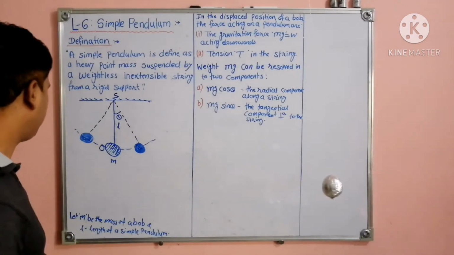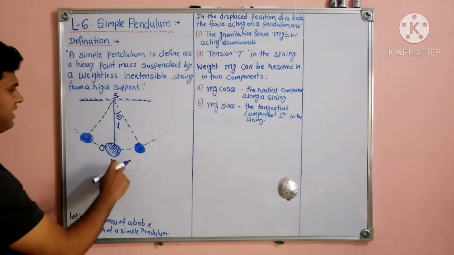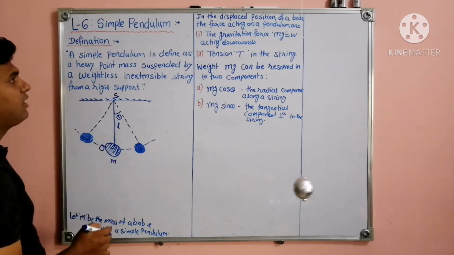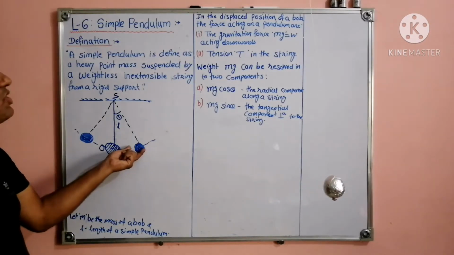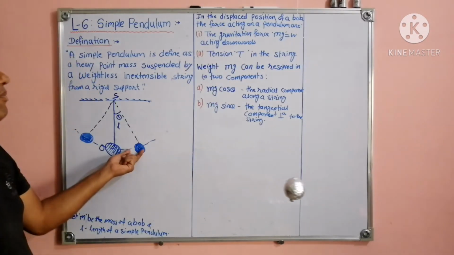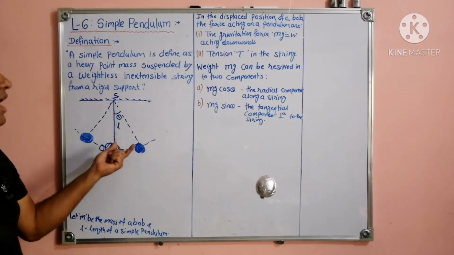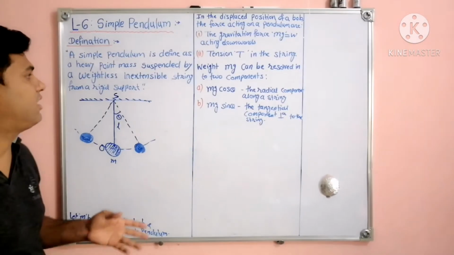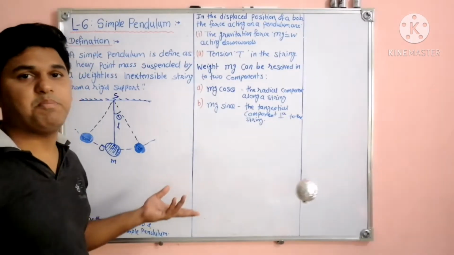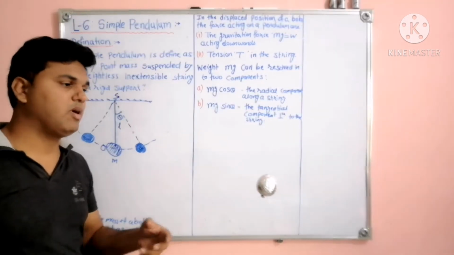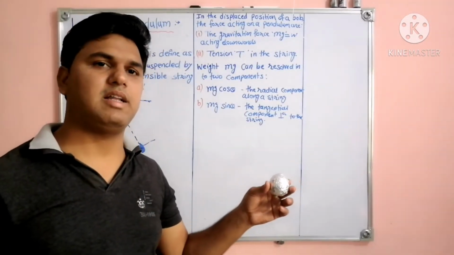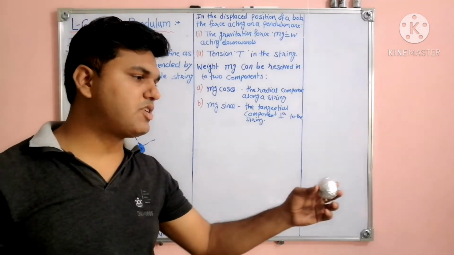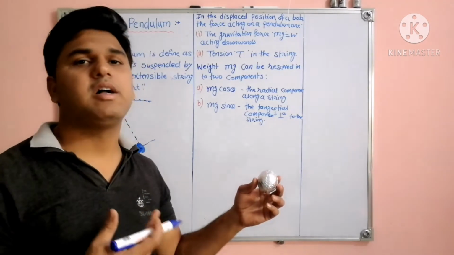Now here m is the mass of the bob and L is the length of the simple pendulum, and it is displaced through a small angle theta. At the displaced position of the bob, we want to find out the time period and frequency of this simple pendulum. We know this is a heavy point mass and we study its motion. The motion is oscillation.